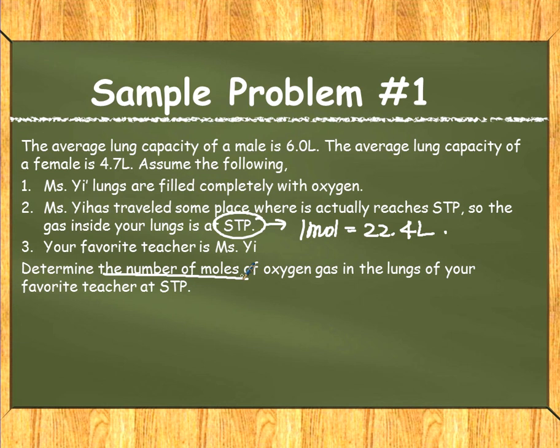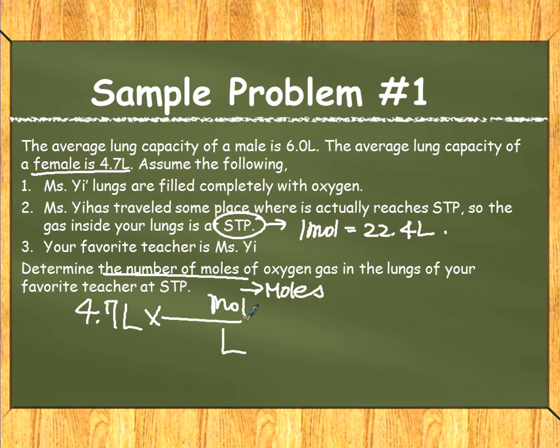What am I given? I'm female, so I want to go with this one: every female has 4.7 liters of lung capacity. I want to go to moles. Do I know the conversion from liters to moles? Yes. So Jacoya, tell me, what is the unit that's going to go at the bottom? Liters. What's the unit at the top? Moles. Let's fill in the number. What is the number that always goes with moles? 1. What is the number at the bottom? 22.4 liters.